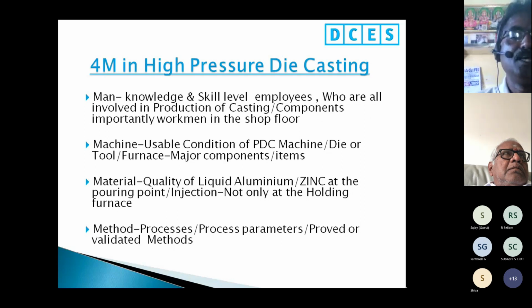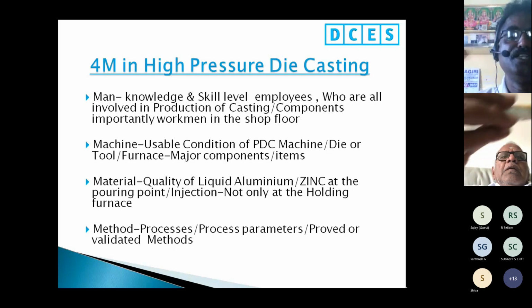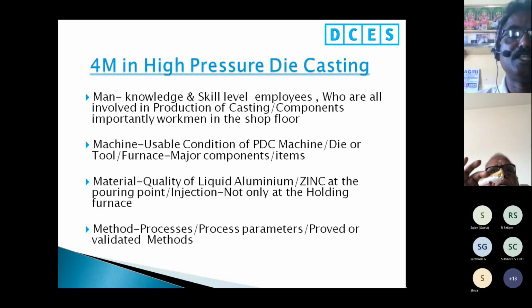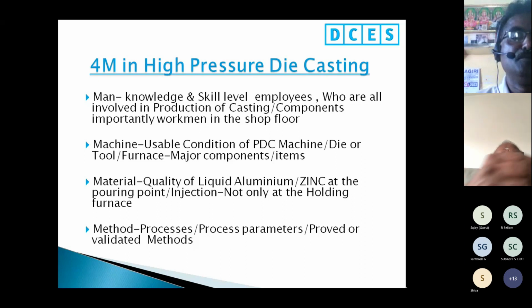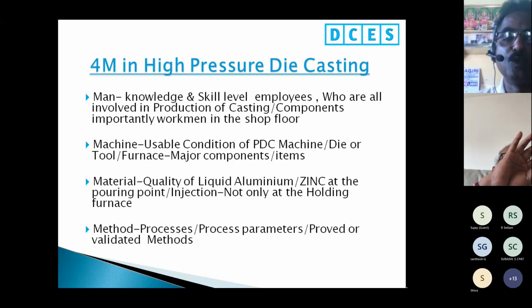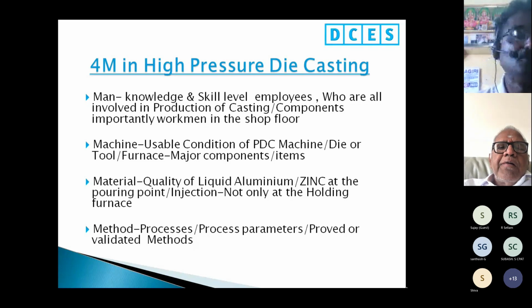And the material means the quality of liquid aluminium or zinc at the pouring point or the injection, not only at the holding furnace. It should be at the pouring point. And the method, the process or the process parameters, should be a proven or validated method. The method should be validated previously. During the production, we have to use these validated methods.